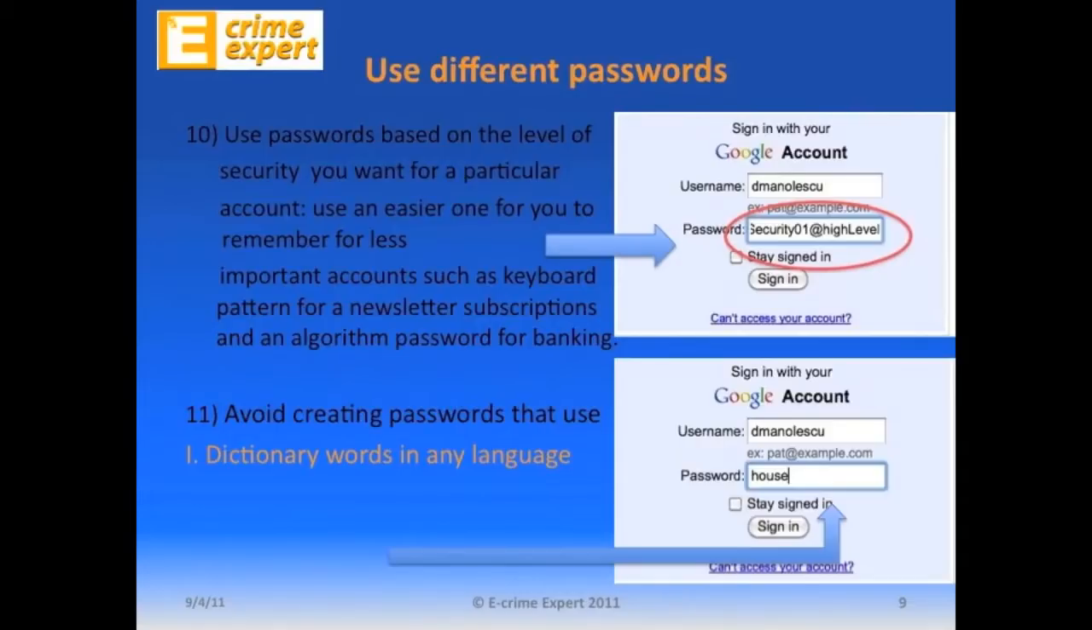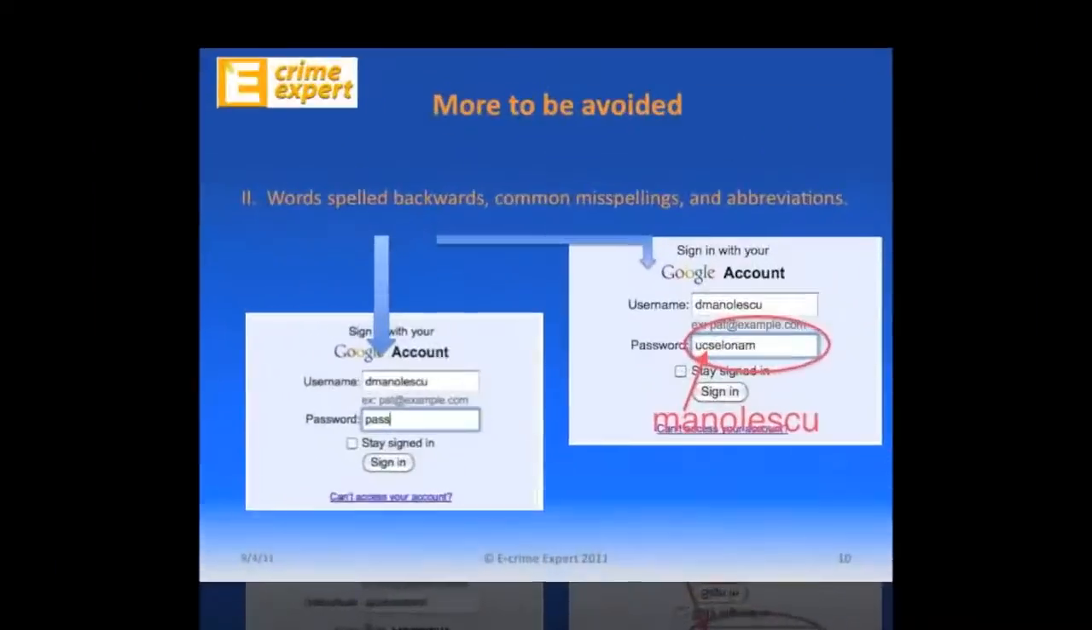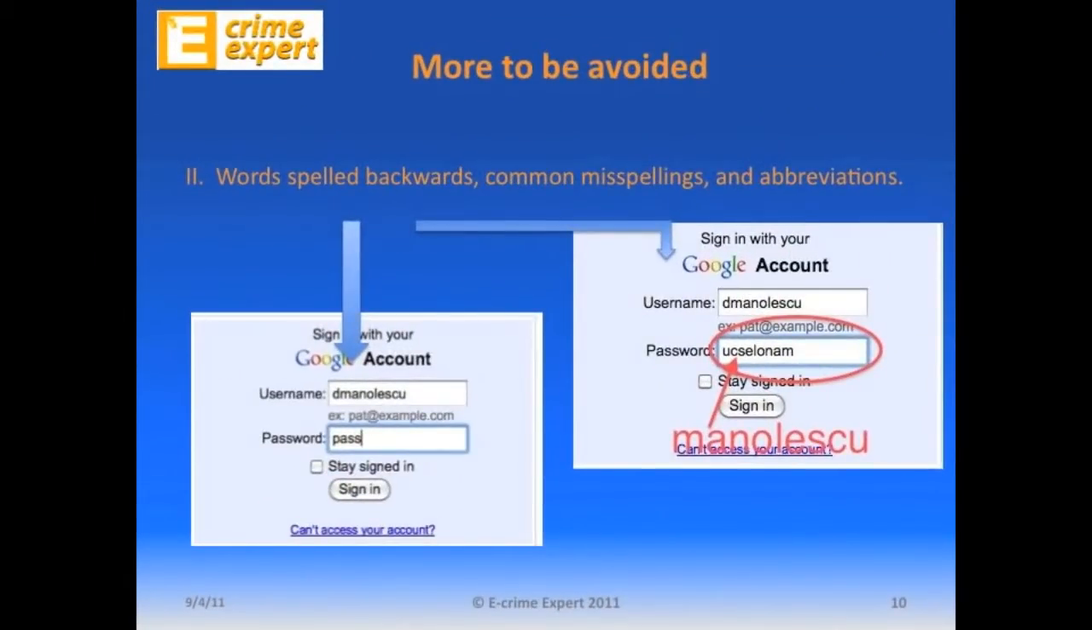For less important accounts, such as newsletter subscriptions, you could use a keyboard pattern, for example. Use highly customized passwords, such as an algorithm, for banking. But remember, do not use numbers such as your bank account or card number. Also avoid using passwords that use dictionary words. Avoid using words spelled backwards, common misspellings, and abbreviations.